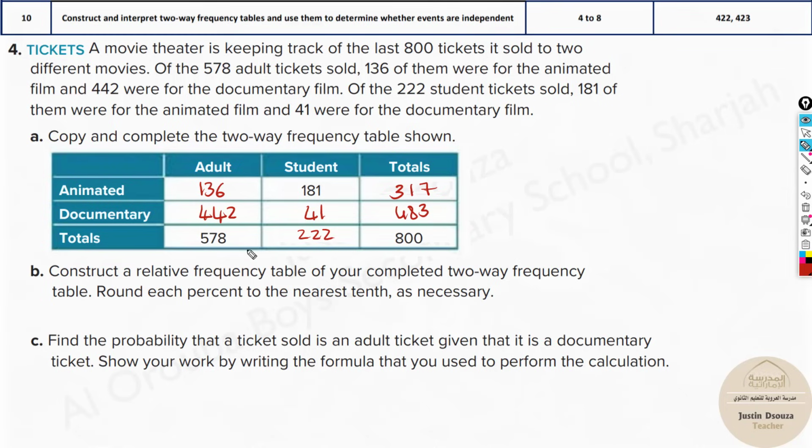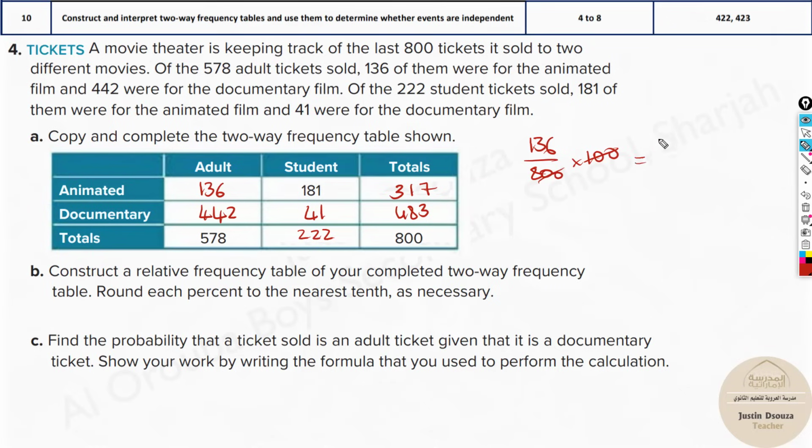Now they have asked you to construct a relative frequency table. Now this is very, very simple. Each of these slots must be divided by the total number of tickets. How many total tickets are there? It's 800. This number at the right side bottom corner is the final total of all the tickets. So you just have to divide each and every term by 800, and they want it in percent to the nearest tenth. So you divide by 800 and multiply by 100 to get percent. This cancels. Sorry, just divide everything by 8.